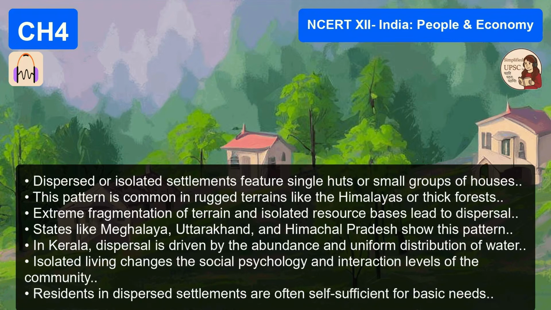And finally, type number 4, dispersed. The isolated life. This is the extreme opposite of that clustered village we started with. Picture a single hut, or maybe just 2 or 3 houses, sitting all alone on a hillside or deep in a jungle. Where do we find these loners? Mostly in areas where the terrain makes clustering impossible, or just unnecessary. Meghalaya, Uttarakhand, Himachal Pradesh, because if you're on a steep slope, you simply can't build 500 houses together. It's not physically possible.